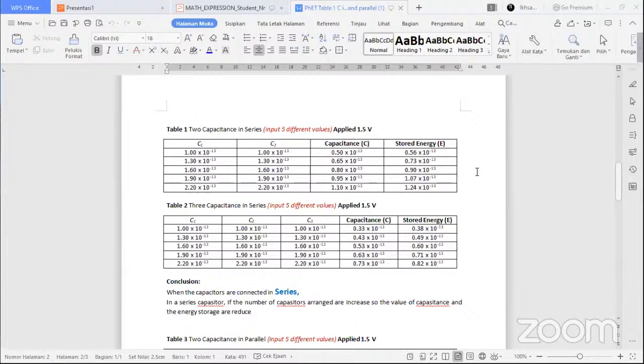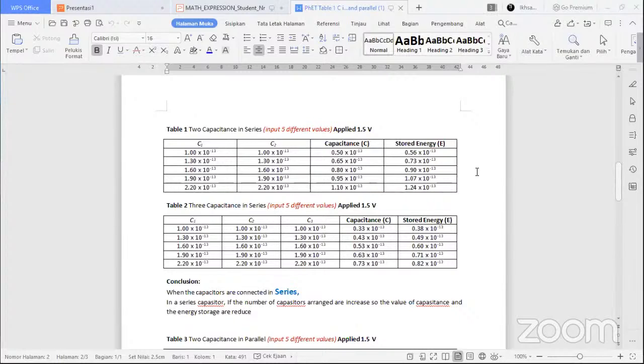And then the last we got 2.2 times 10 to the power minus 13. The capacitance is 1.1 times 10 to the power minus 13. And the stored energy is 1.24 times 10 to the power minus 13.